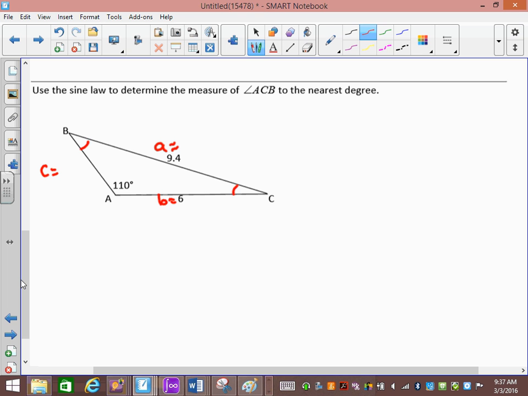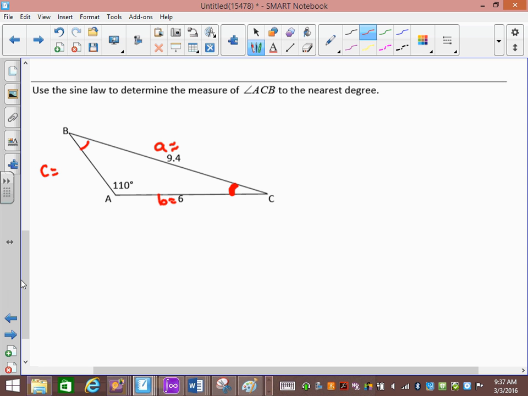Okay? So I don't know the third side. I cannot use Pythagorean theorem to get it. I don't know what the hypotenuse is because there isn't one. However, I can use sine law. Let's see what it's asking us to find. It says, use the sine law to determine the measure of angle ACB. So when they give you letters like that, that just means you're finding the middle angle. You're finding the angle ACB, so that's angle C. That's this one here. The angle in the middle of the letters is always the angle you're finding.